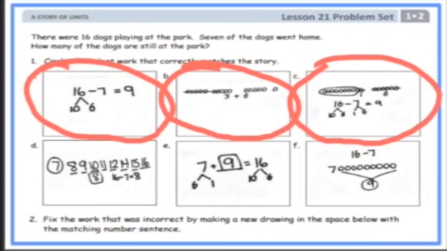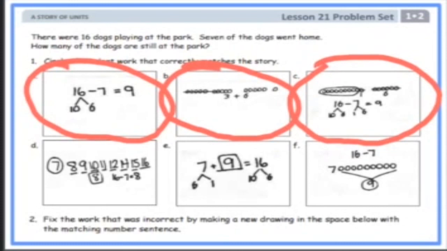Now student D, he's trying to use the number path. We did number path before, right? Yes. He's trying to use the number path to count on. So 16 minus 7, he started from 7 and he moved 7, 8, 9, 10, 11, 12. Oh, no 13. No what? No 13. That was his mistake, and he got 8 instead of 9. So student D is wrong. I will not circle it.